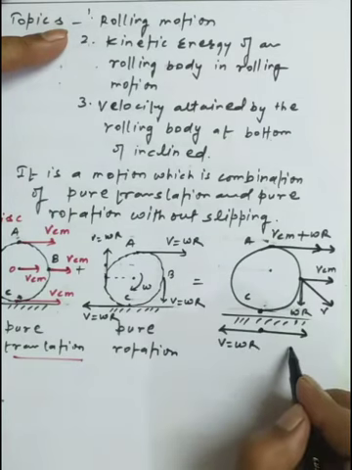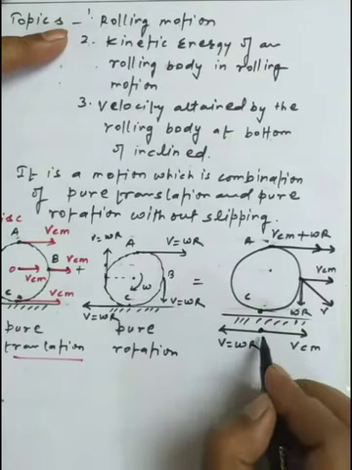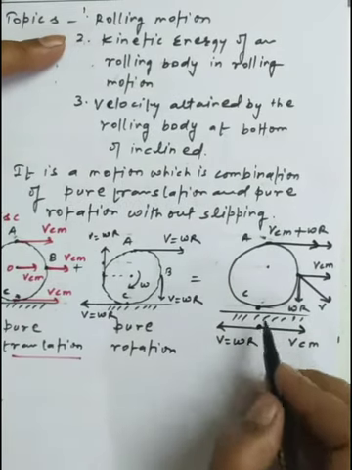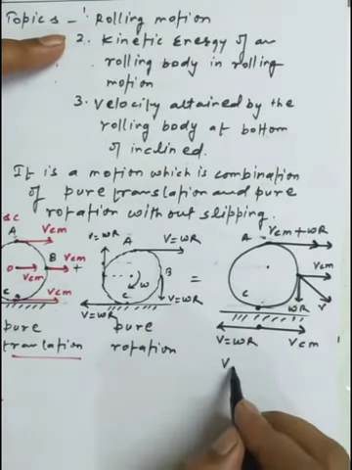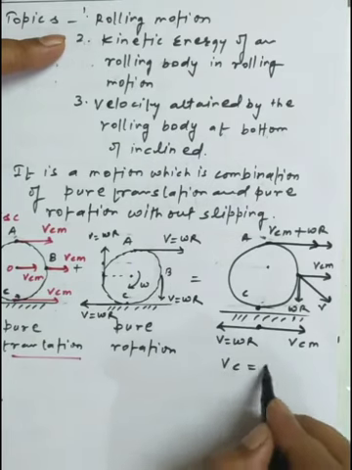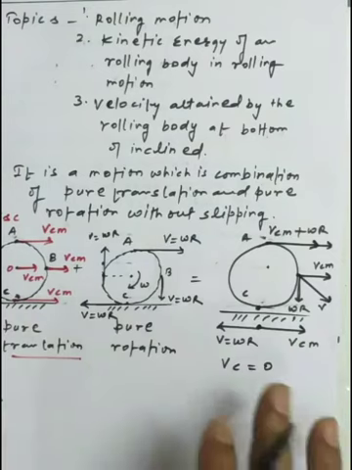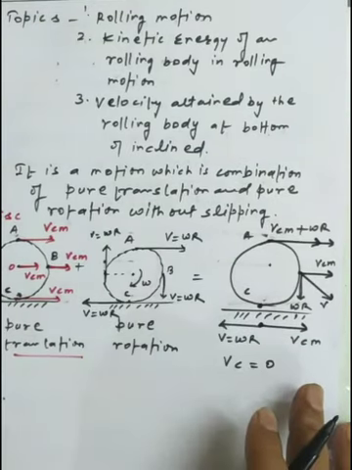And the velocity of the center of mass is along this direction. These two velocities are equal and opposite to each other. So in the same way, the velocity of the particle at C is equal to 0. Okay, so this is one of the important statics regarding rolling motion.